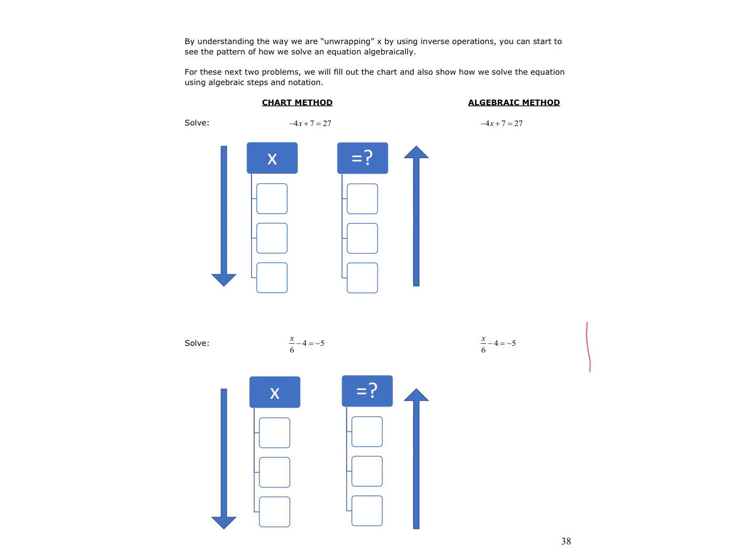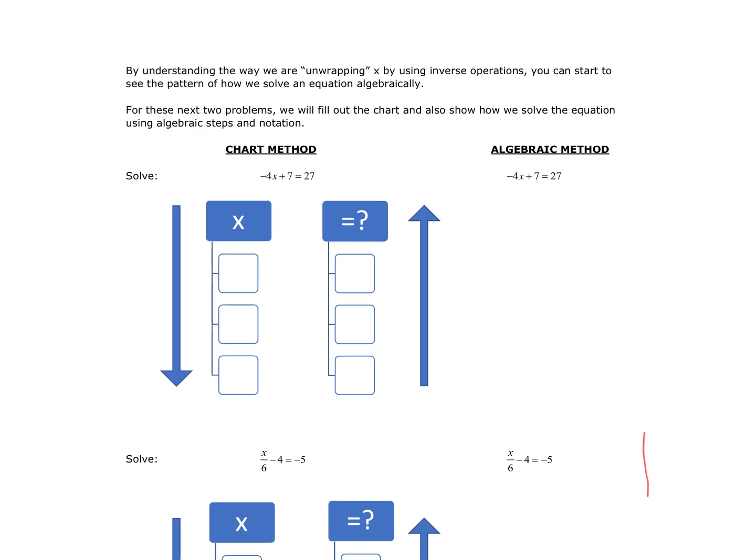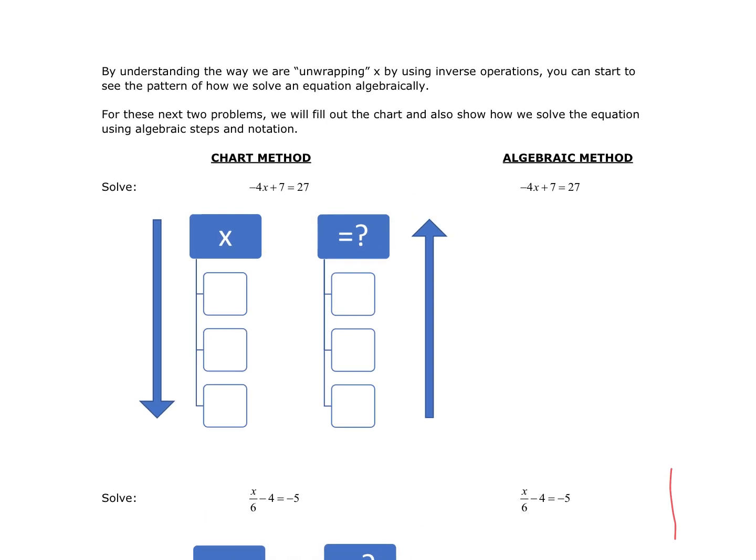So a way to think about this is that we're kind of unwrapping x when we use inverse operations. And by doing that, we get our answer. So here, this time you're going to fill out the chart for x. What happens to x in negative 4x plus 7 equals 27? First, we get multiplied by negative 4. Next, x gets added 7. And finally, the result is 27.